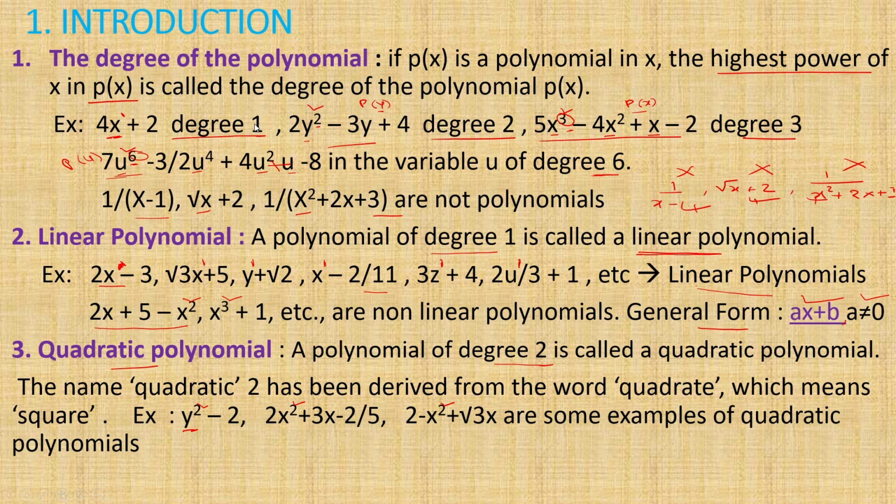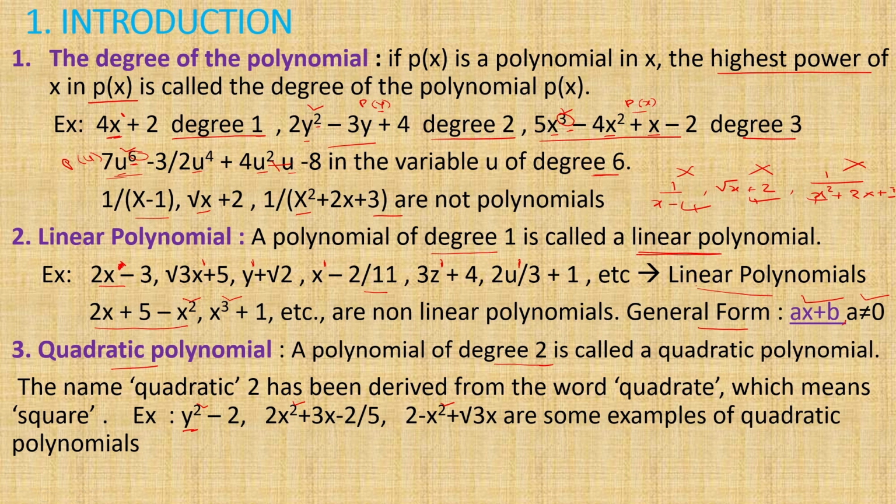And we have different types of polynomials. What are they? Linear polynomial, quadratic polynomial and cubic polynomial. What is a linear polynomial? A polynomial having degree 1 is called a linear polynomial. A polynomial having degree 2 is called a quadratic polynomial. A polynomial having degree 3 is called a cubic polynomial. And what are the general expressions? ax + b, where a is not equal to 0, is the general expression for a linear polynomial.